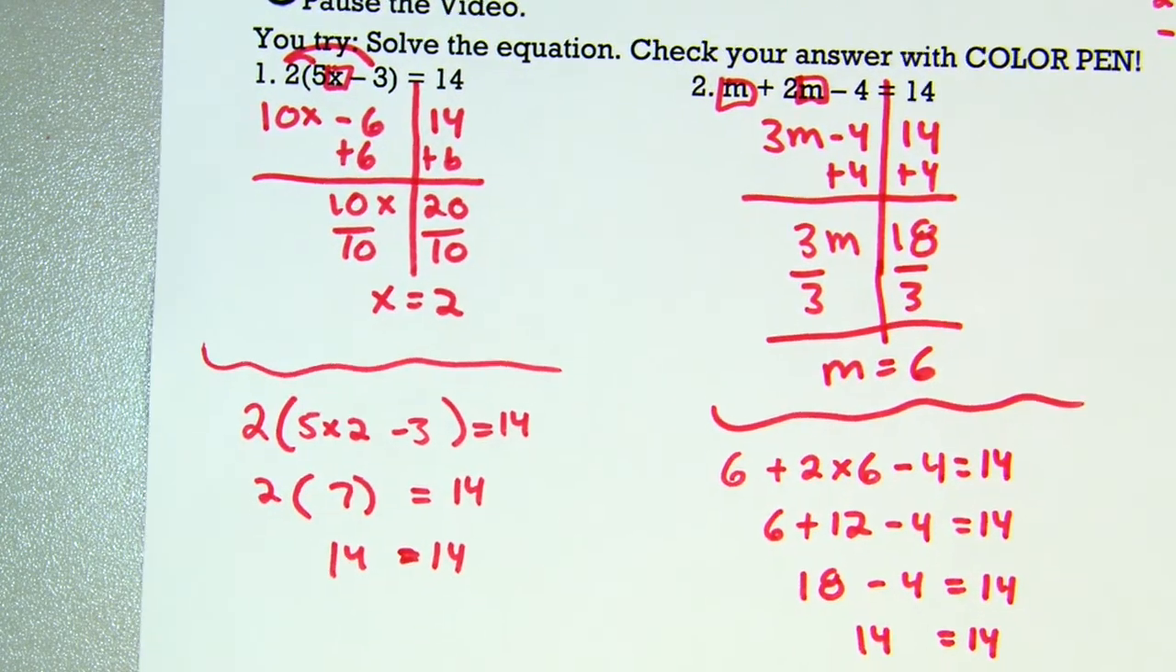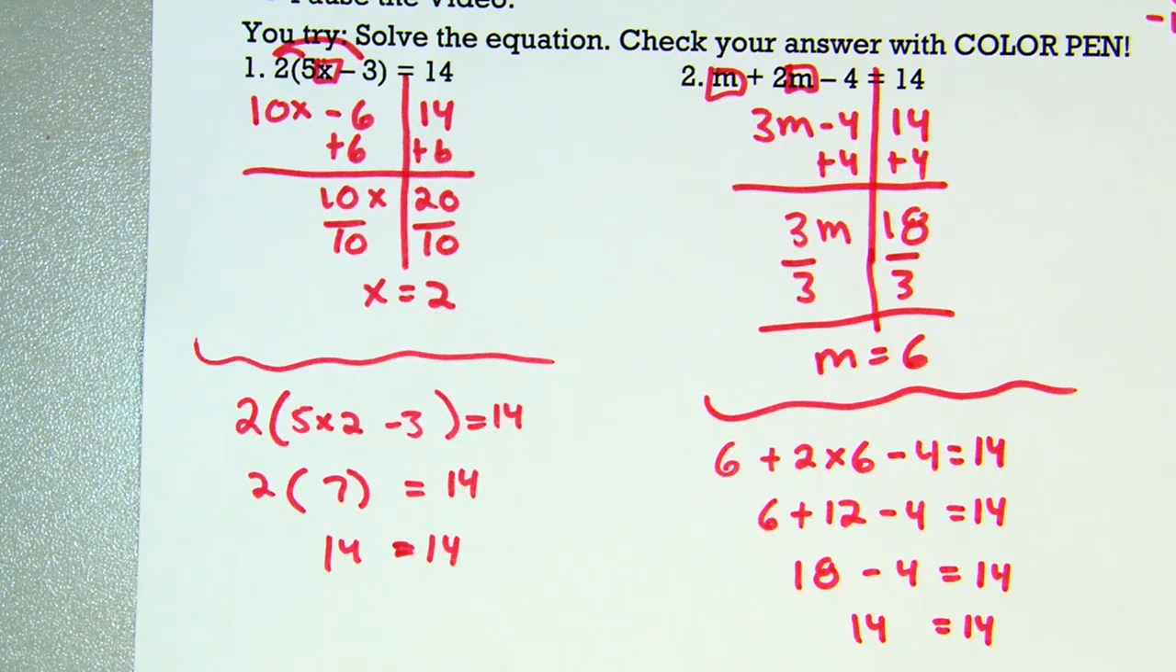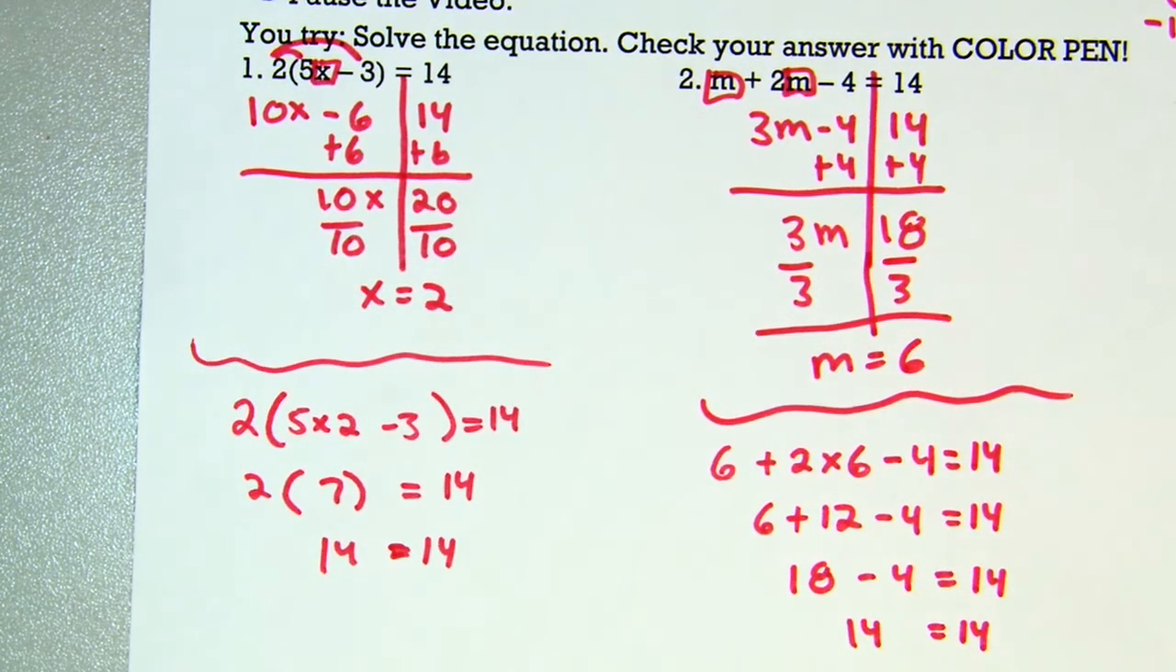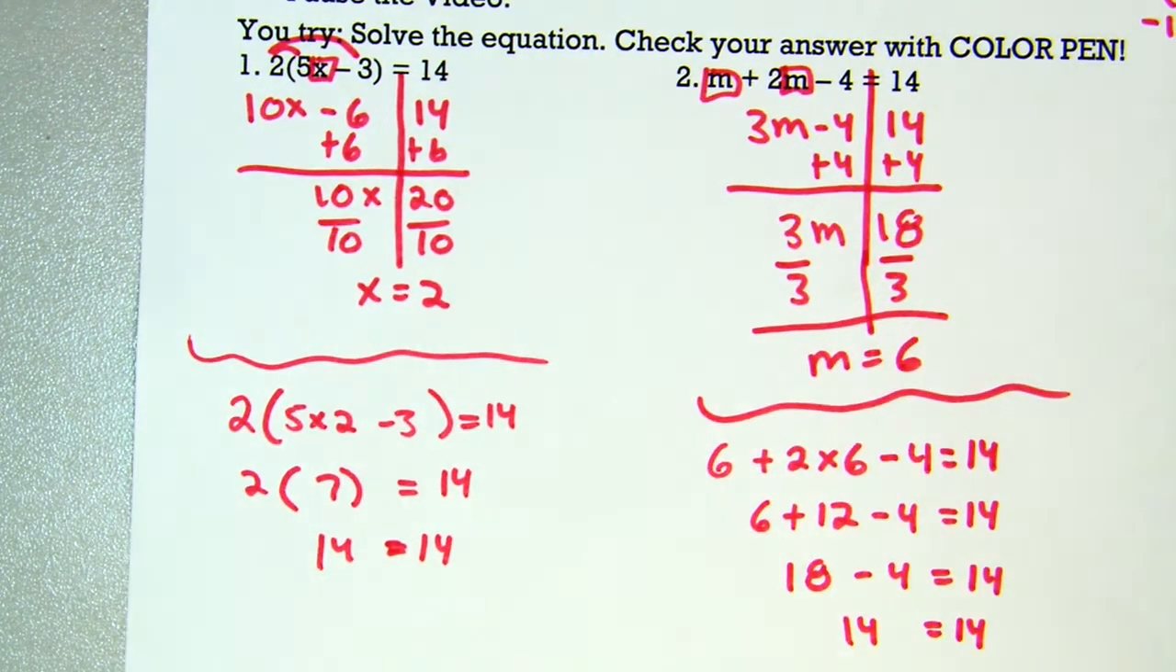Number 1, you should have got an answer of x is equal to 2. Check it, you should get 14 equals 14. And number 2, you should have got an answer of m is equal to 6. As well, 14 equals 14. If you had trouble with one of these, you didn't get it, check to look at your steps and see what you did compared to what I did.